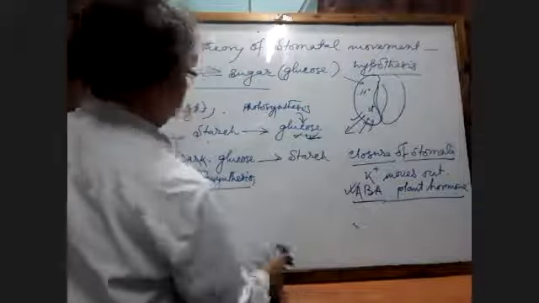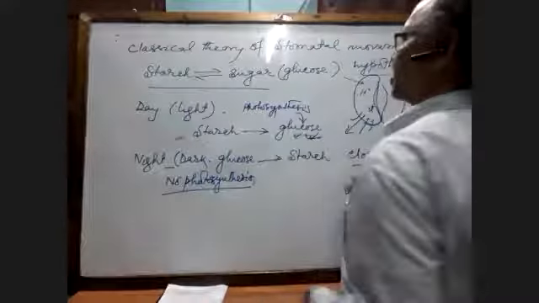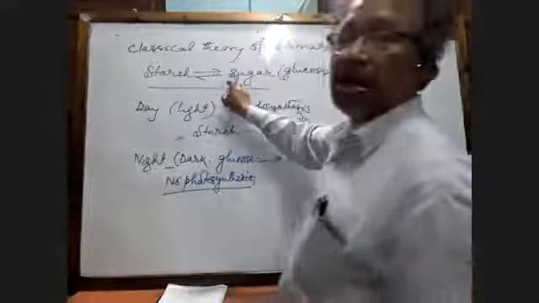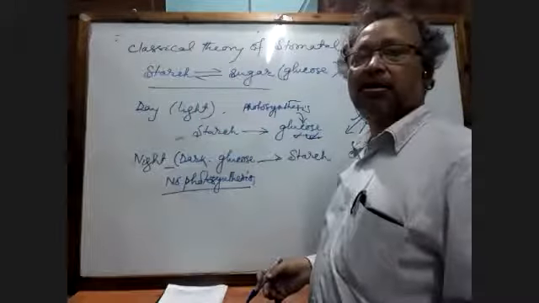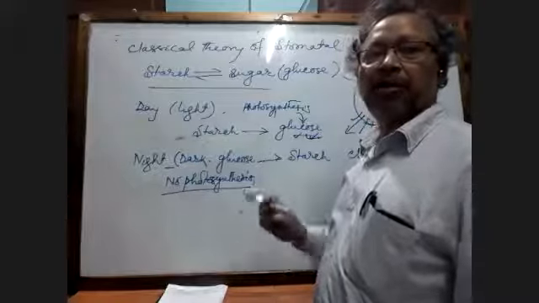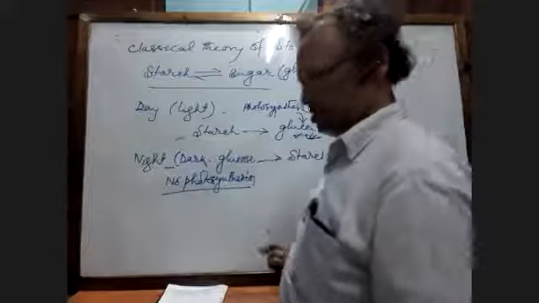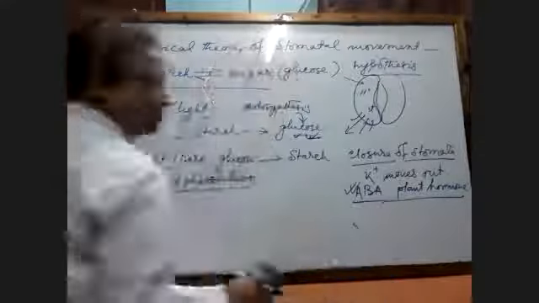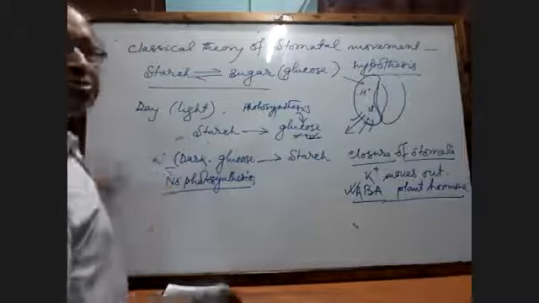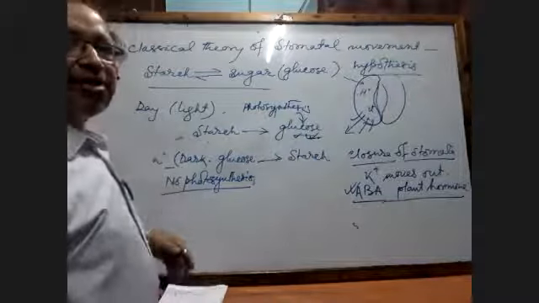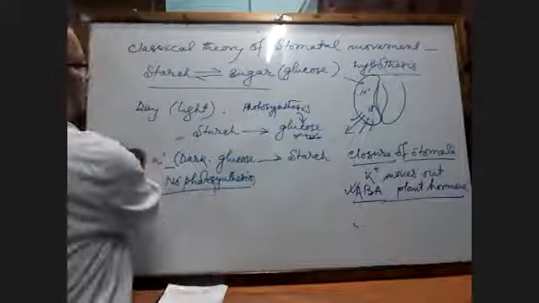So this is the theory, but this classical theory cannot explain how in some of the plants the stomata open during night. So the modern theory, that is the potassium ion flux theory, is the most accepted one, which can explain the stomatal movement at any time during the day as well as night.